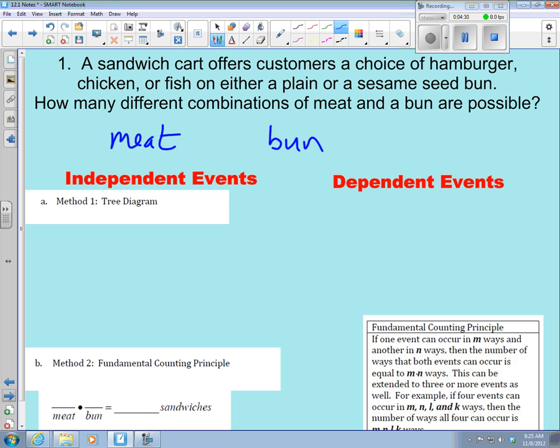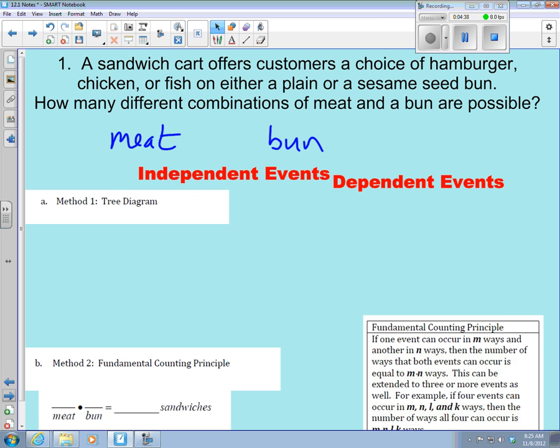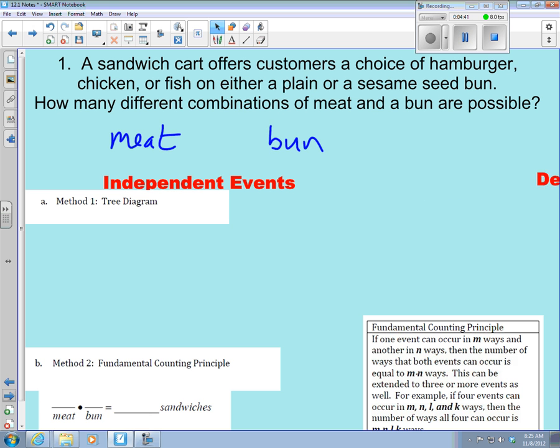Now, whatever meat I choose doesn't really affect my decision for bun. Okay, so this is what we call an independent event. So we're going to kick this dependent event to the curb. Independent event right here.